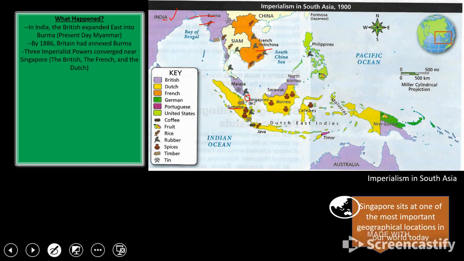And I wanted to make a connection to Singapore, which still today sits at one of the most important geographical locations in our world. These three European powers all converged here. And at the time, still today, I like to draw boats. My students make fun of me. But in terms of shipping materials, even via trains, via planes or ships, if you want to move the most amount of materials of goods that are traded, it's still by ocean liners.